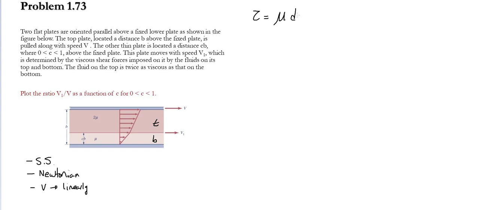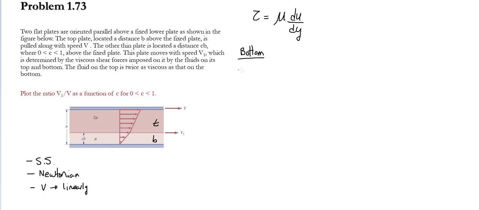Okay, so we'll start with the equation that relates shear stress with viscosity and the rate of shear strain. This is the default information that we're going to have. So we're going to start with the bottom. For the bottom, notice that we go from a velocity of 0 to a velocity of v1 over a distance of cb.